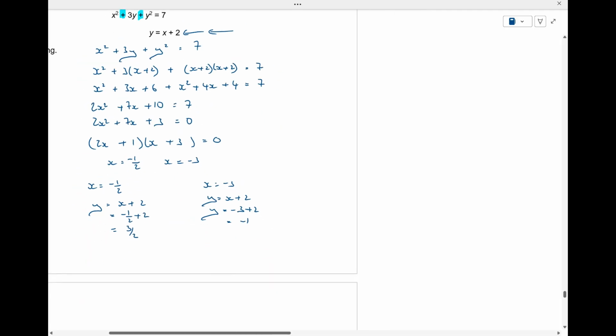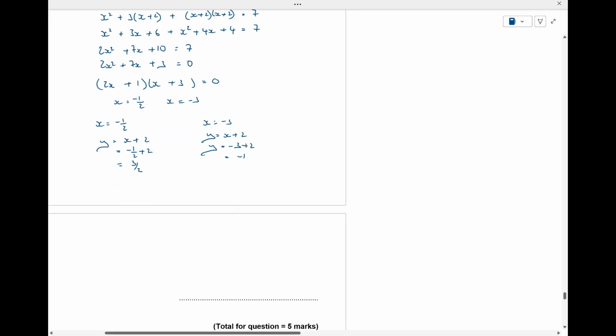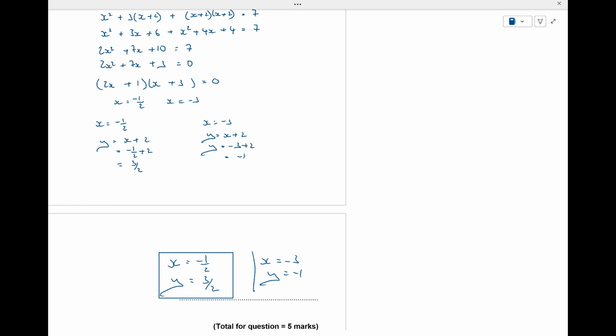So my two answers are, how does it want me to, it hasn't specified how to give my two answers. So what I must do is show that I appreciate that I've actually got two answers, and each one is made up of a pair. So I could do that, x equals minus 3 and y equals minus 1, and put boxes around them to appreciate that they're a pair. Or I could have given them, I guess, in terms of coordinates, like that and like that.